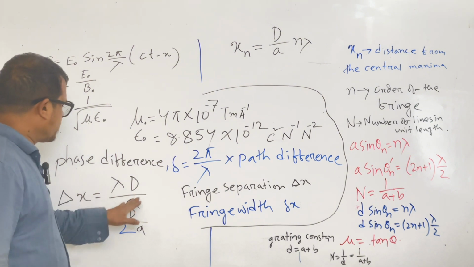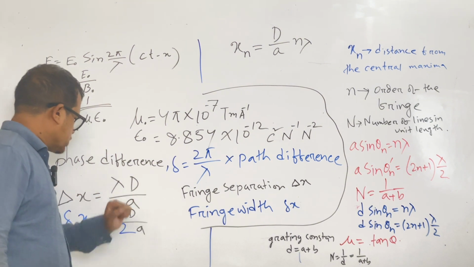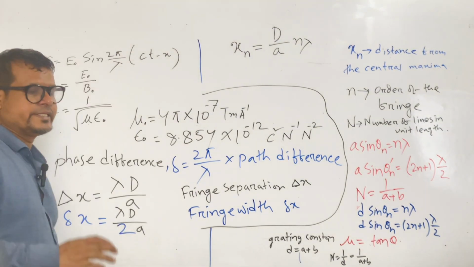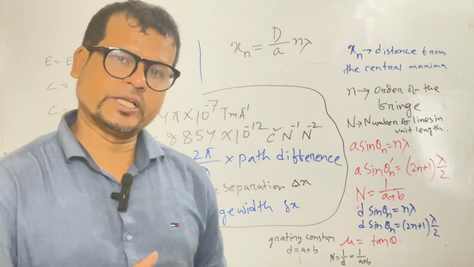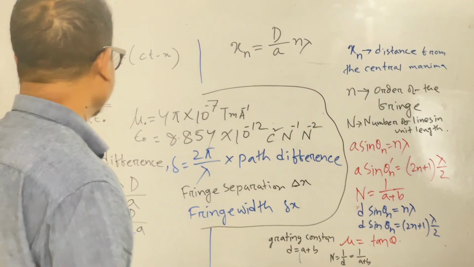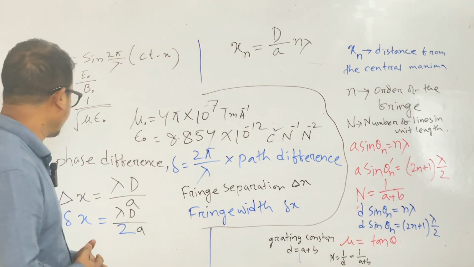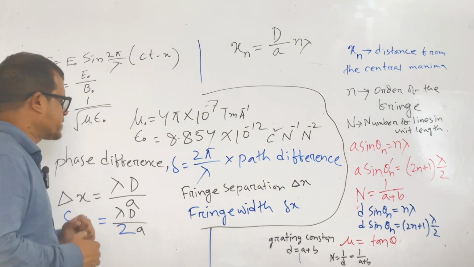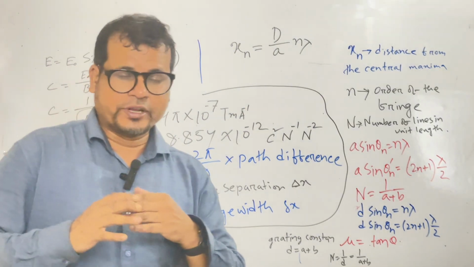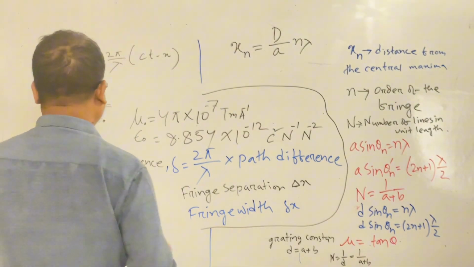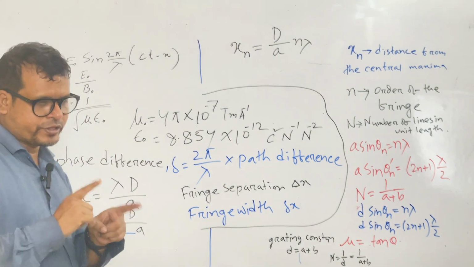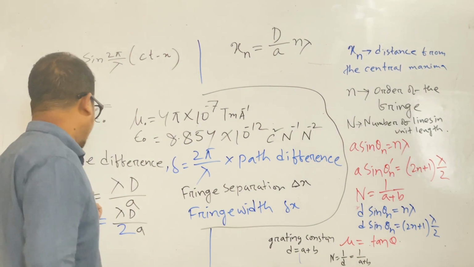Del x equals lambda capital D over small a. Small a is the distance between slit and slit, capital D is the distance to the screen, lambda is the wavelength of the light, and del x is the fringe separation, from one fringe to another fringe.